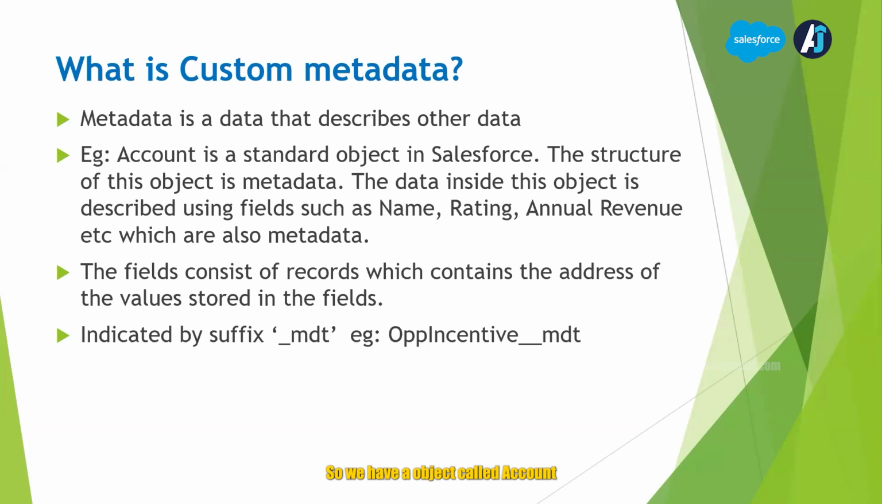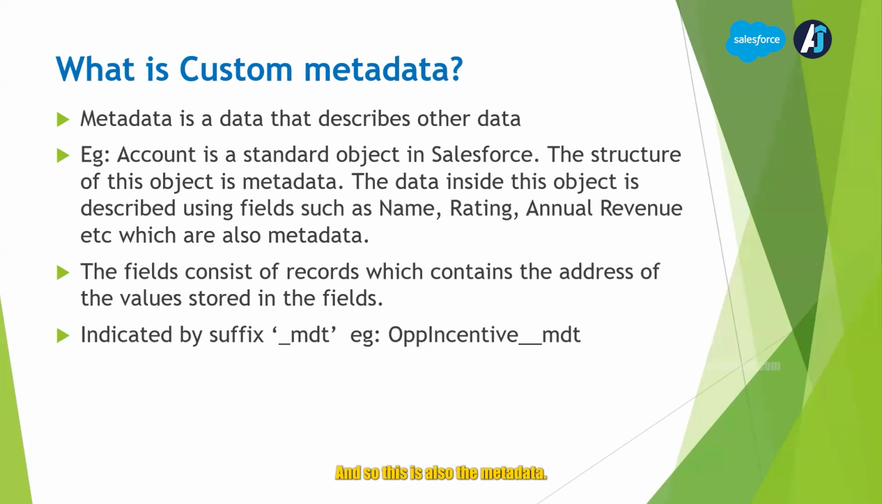We have an object called Account. This is a standard object in Salesforce. The structure of this object, what it contains and what it is made of, is metadata. The Account object contains fields. Some of the fields are Name, Rating, and Annual Revenue. These are used to describe that object.